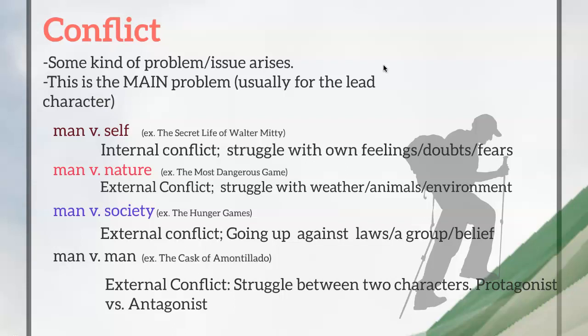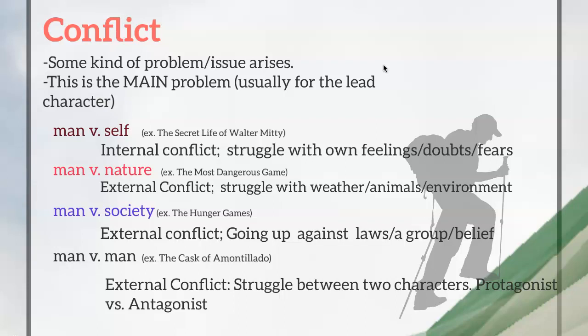The second one is man versus nature. Now, this is an external conflict. The difference between an internal conflict and an external conflict is an internal conflict you can't always see because it's happening within the person. But an external conflict you can typically always see because it's happening outside of that person's control.